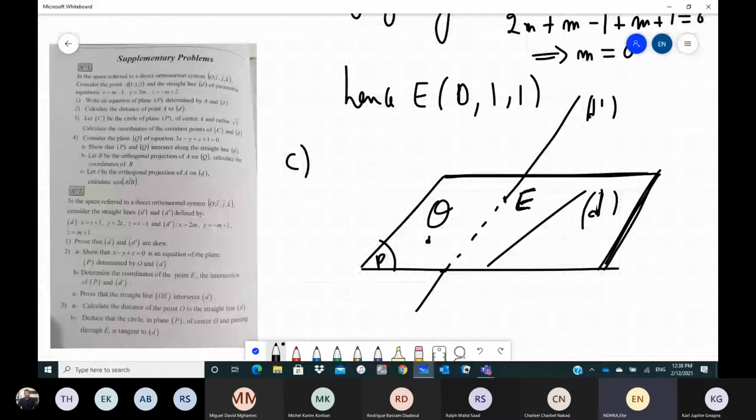How do you prove that OE and D intersect? They did not tell you to find the intersection, they told you to prove that they intersect.